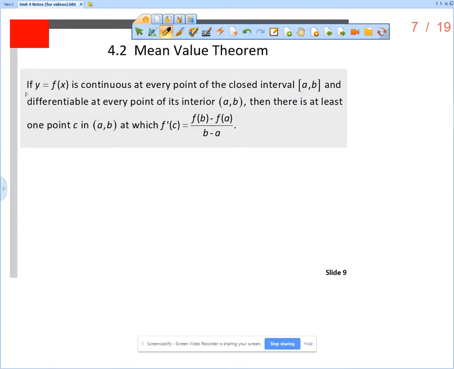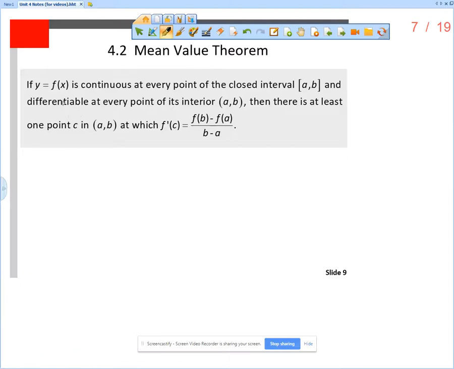The mean value theorem says if y equals f of x is continuous at every point on the closed interval a to b and differentiable at every point of its interior a to b, then there is at least one point c in a to b at which f prime of c equals f of b minus f of a over b minus a. So that's what it says. But what does it mean?